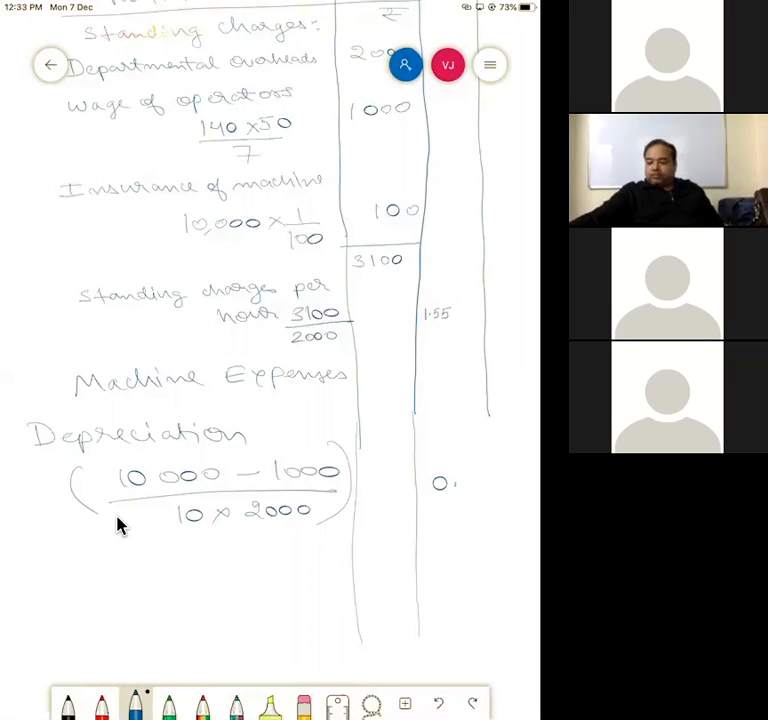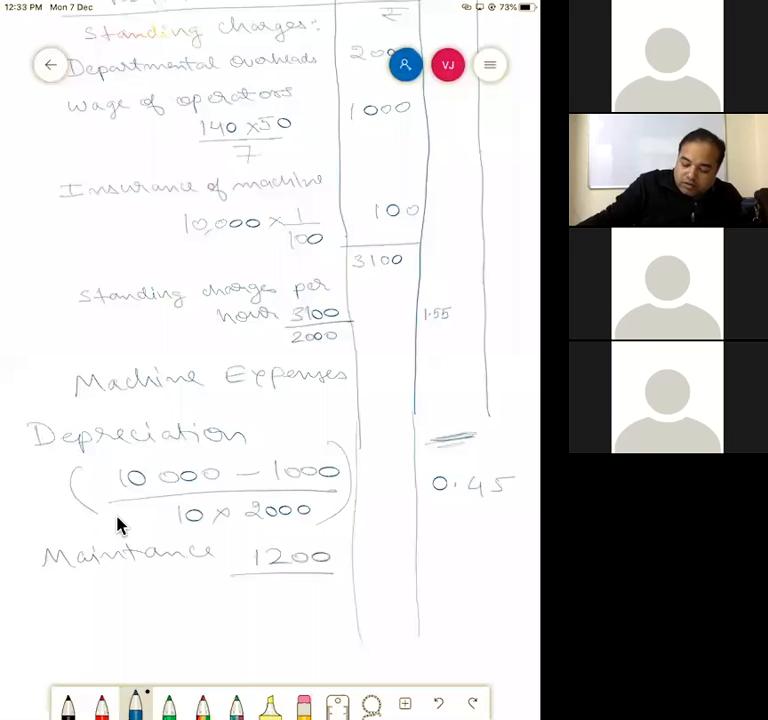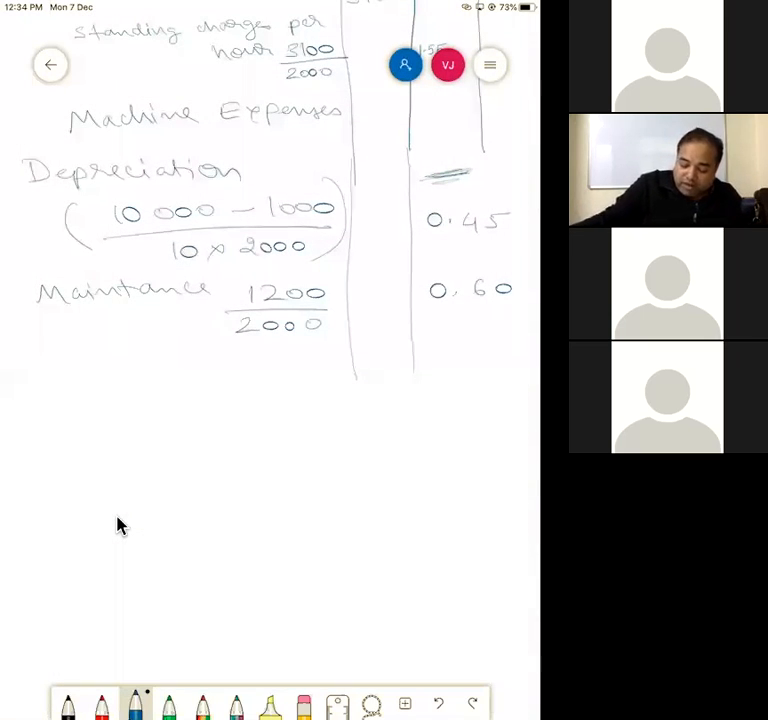Point 45. 0.45. You write this 0.45 under this column. Clear? Now next is your maintenance. So again, same way. $1,200 divided by working hours, you will get 0.60. So this is your maintenance.